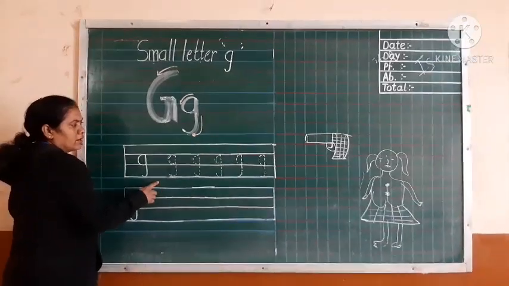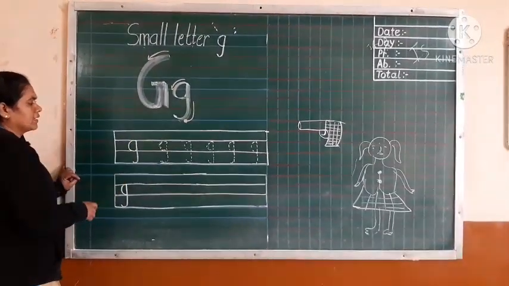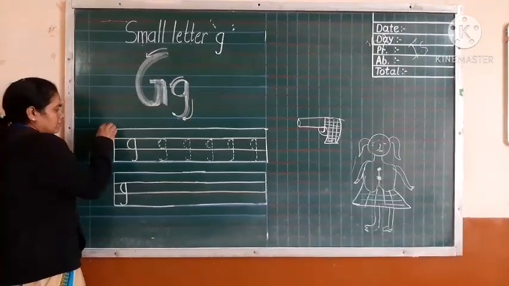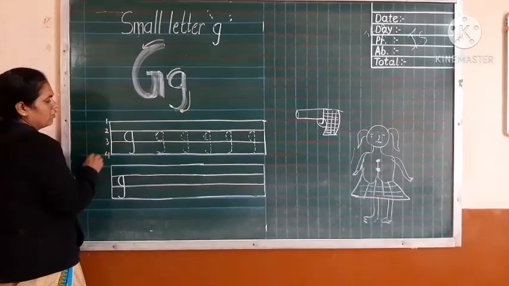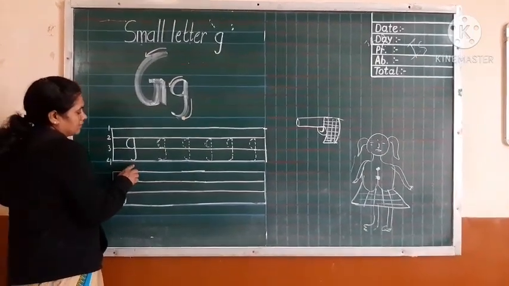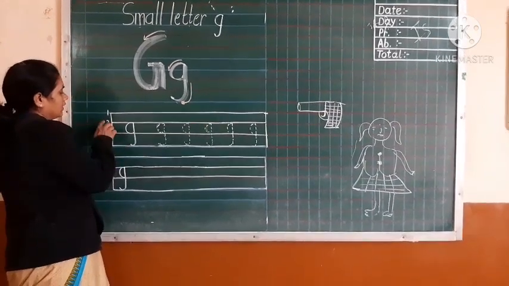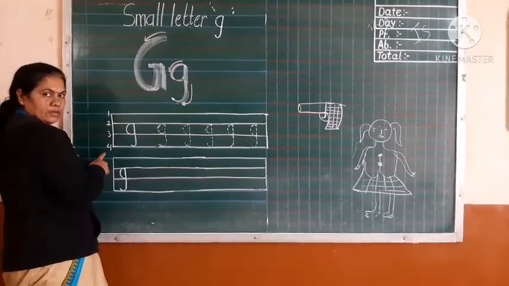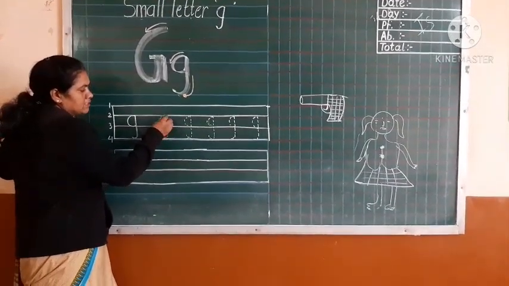Here, how to trace small letter G? Here, dots are given, but for 1, 2, 3 and 4. Here 4 lines are here. We have to use only 3 lines, but only 2, 3 and 4 lines use. Okay. First, how to trace G?